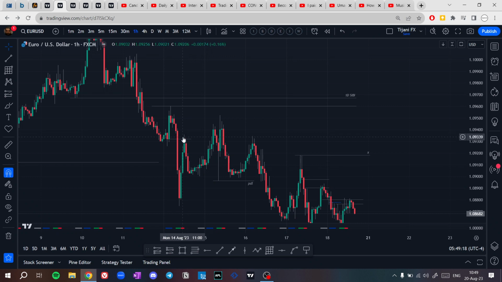I don't trade much during Mondays. I wait for a confirmation. Then the next day, price went higher, taking the buy side liquidity above this high, then drops lower, taking the buy side liquidity above this low here.